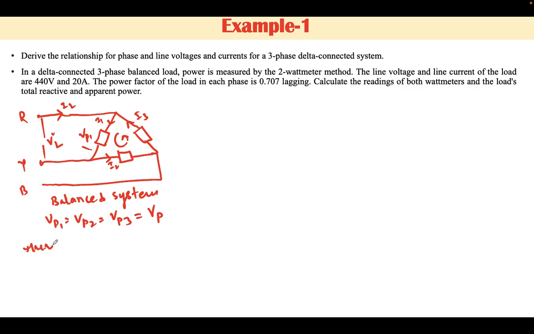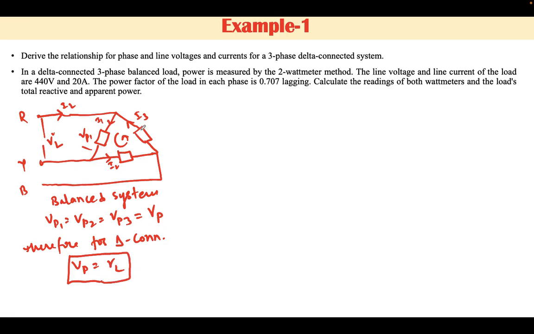Therefore, for delta connection, we can say from observation only that Vp is equal to VL, and hence in case of delta connection, line voltage is always equal to the phase voltage.